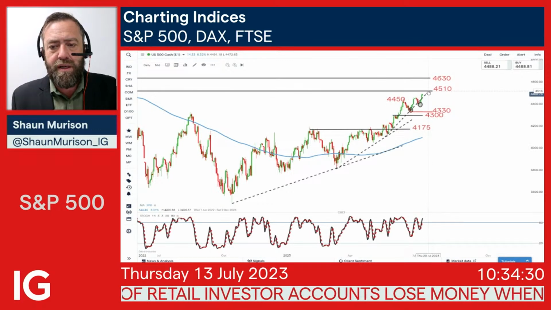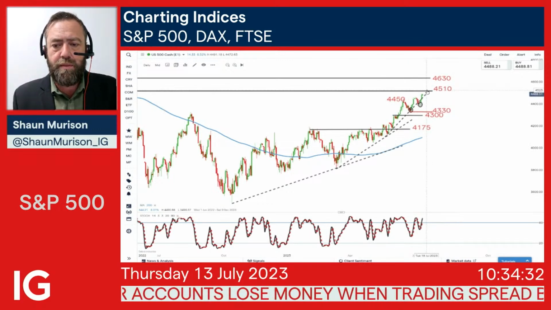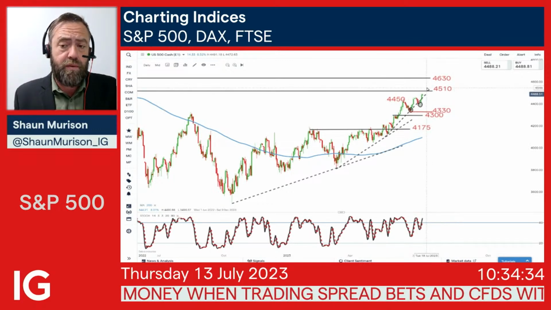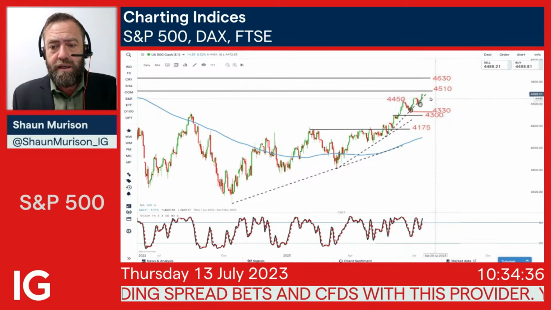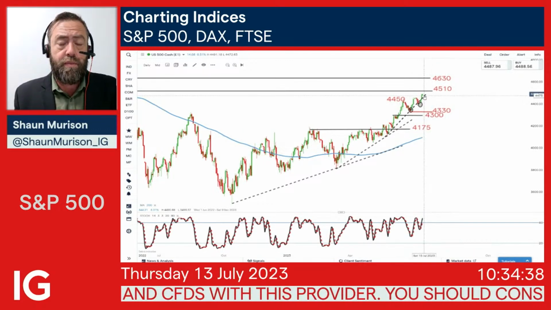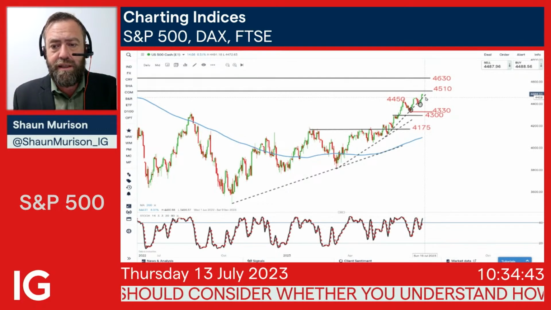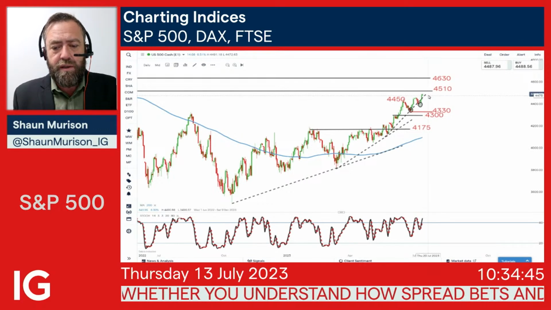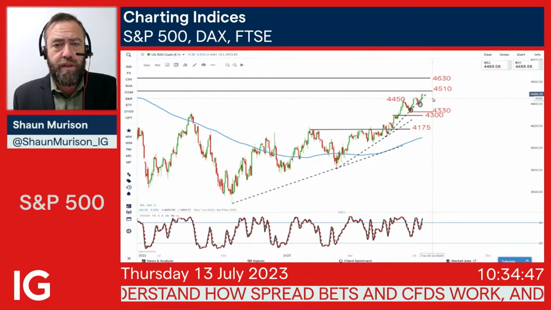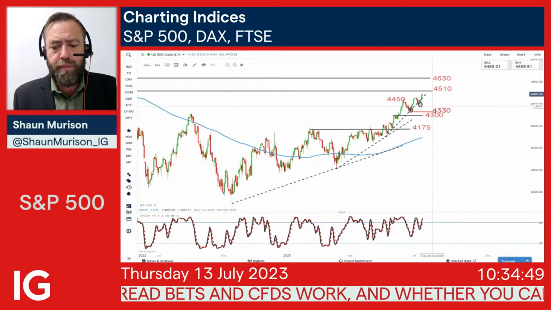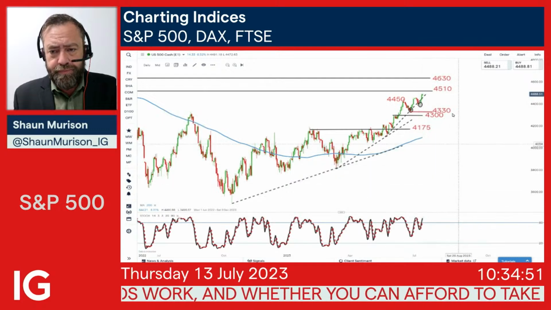4,510 is that next upside target there. If we can get a close above that, then we start looking possibly even at 4,630. Now, if you are long, you might want to consider trailing a stop below a one-day low, or maybe even at the 4,460 level. Because as we start moving into new high territory, we need to be wary that we are now looking quite extended on the way up, and we are in overbought territory.